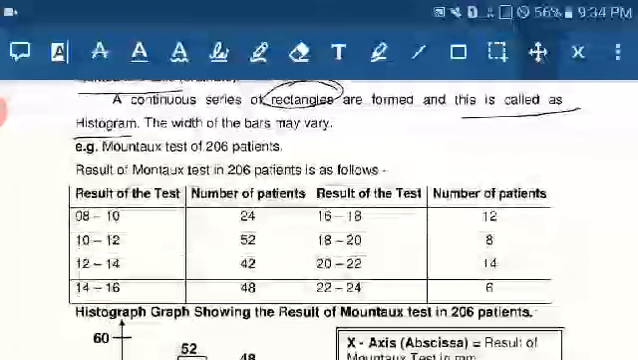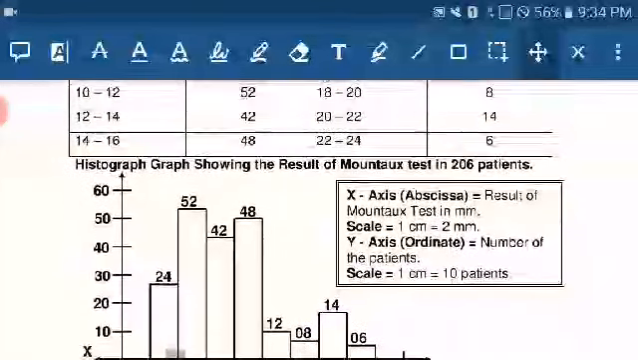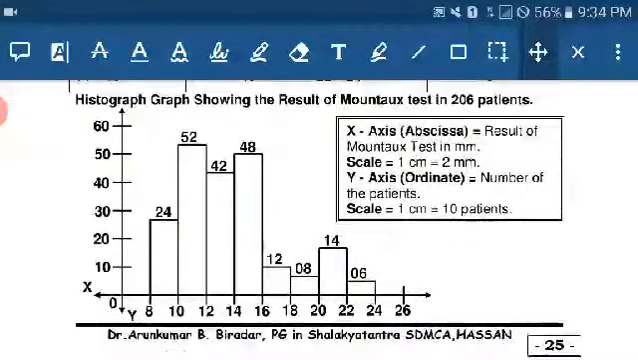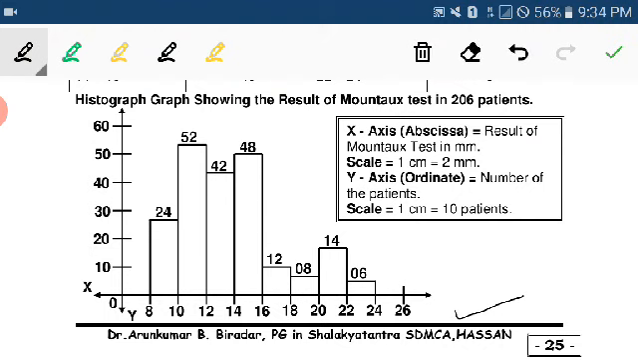Mantoux test in 206 patients: these are the results of the Mantoux test in 206 patients, given below, and the histogram showing the result of the Mantoux test in 206 patients. On the x-axis there is the result, and on the y-axis there is the number of patients.